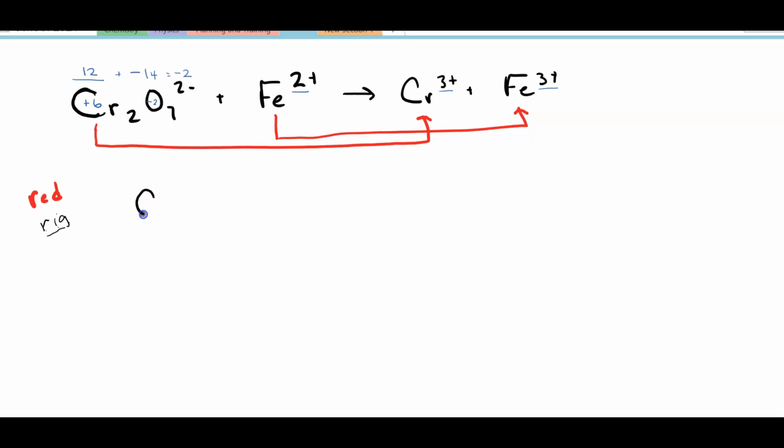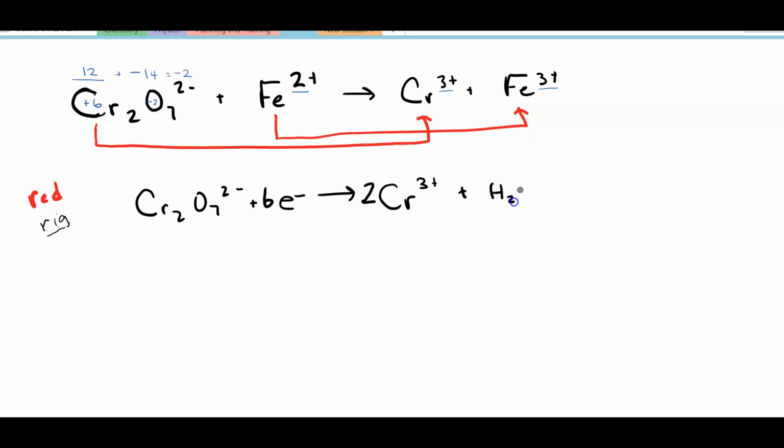I'm going to start with my Cr2O7 2- going to become the chromium 3 ion by gaining electrons. One chromium has to go from +6 to +3, which means it needs 3 electrons. But I have 2 chromiums total, so I need a total of 6 electrons here. And I have to account for my oxygen.